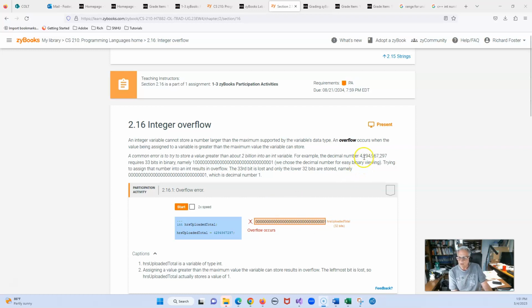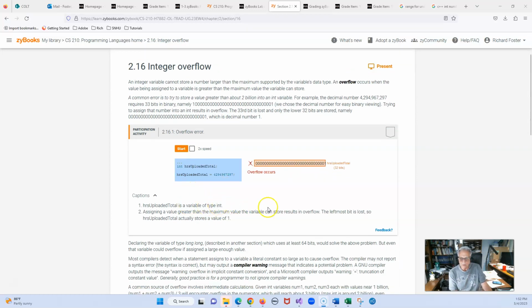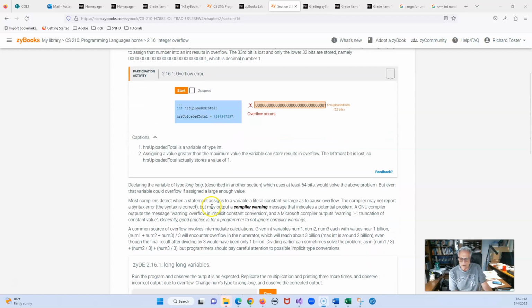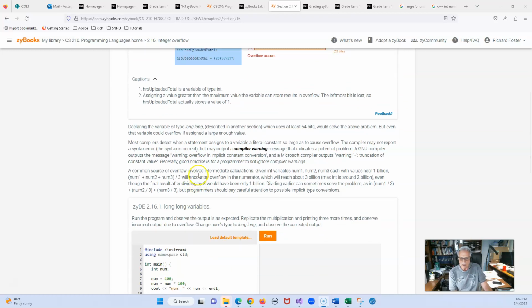Most of the time, you're not going to have an integer that's going to be over 4 billion, so you don't really have to worry about that. If you're using a signed integer, which is a regular integer, then you only have half of that because half of it has to be negative and then half of it has to be positive. So here we have different explanations, and you may get a compiler warning, but you may not get a compiler warning.